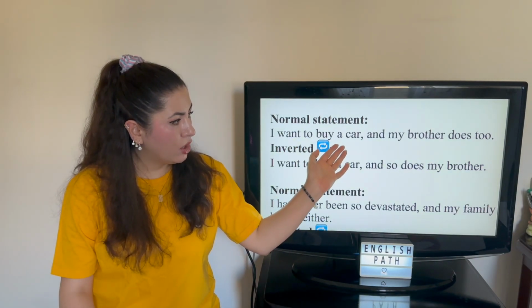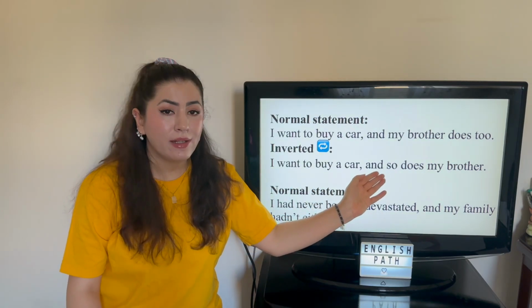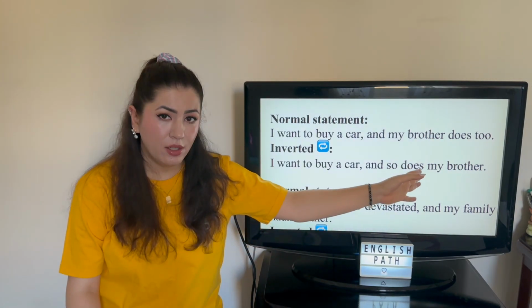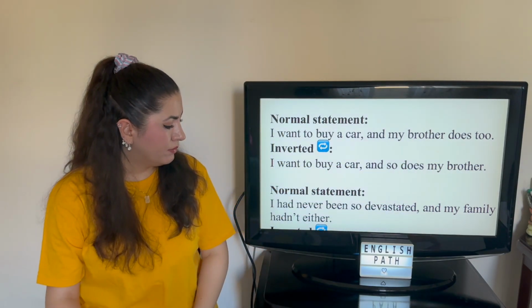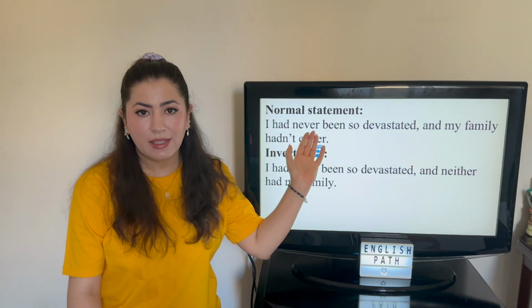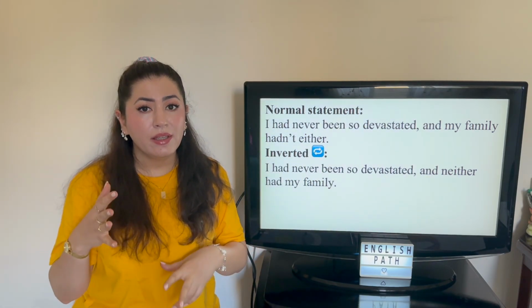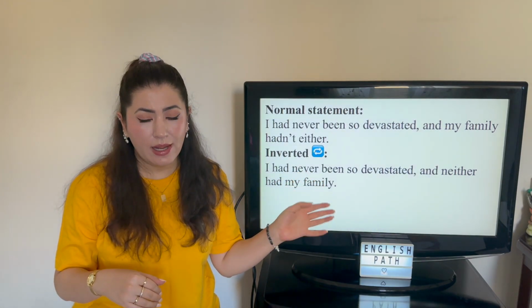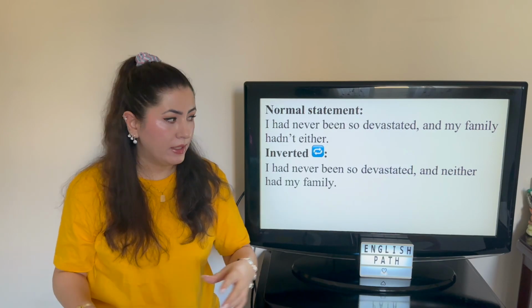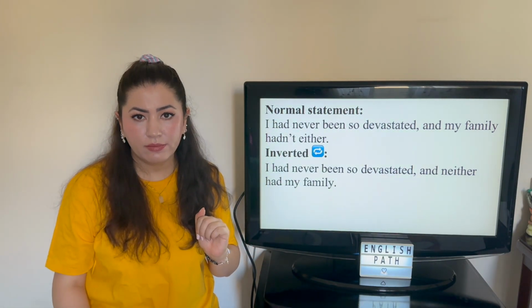I want to buy a car and my brother does too. I want to buy a car and so does my brother. The auxiliary and the subject, my brother, are inverted. I had never been so devastated and my family hadn't either. The inverted version is, I had never been so devastated and neither had my family. Had and the subject have been inverted.